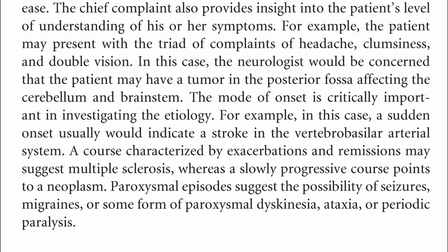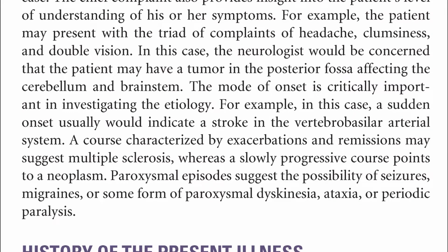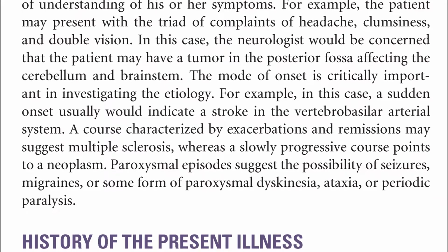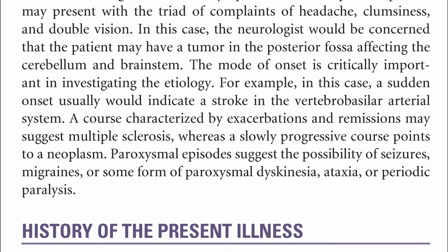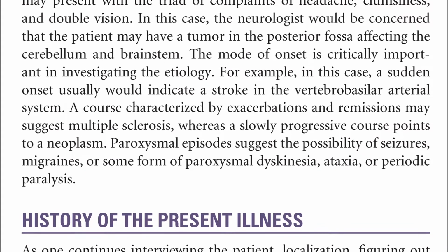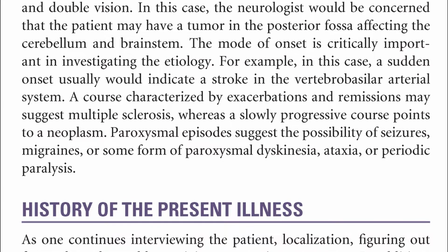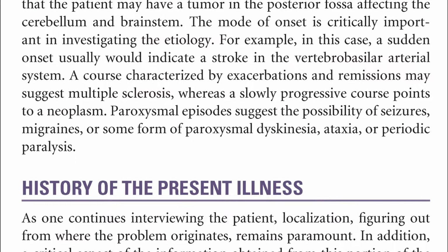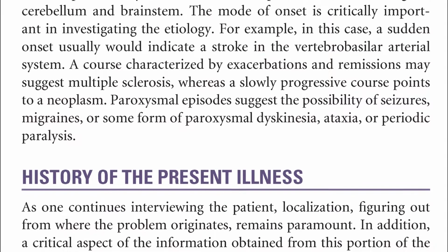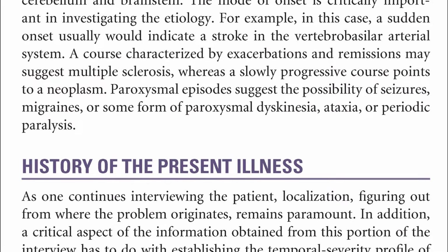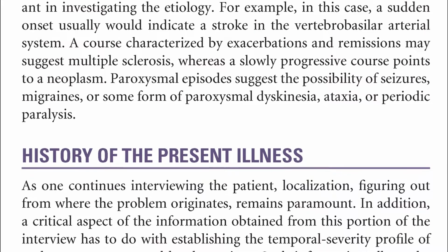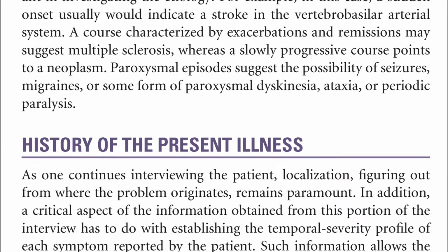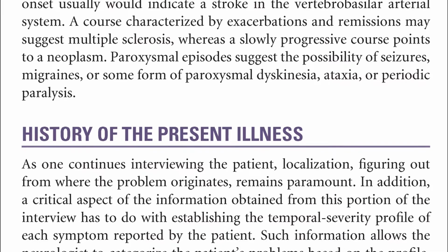For example, in this case, a sudden onset usually would indicate a stroke in the vertebrobasilar arterial system. A course characterized by exacerbations and remissions may suggest multiple sclerosis, whereas a slowly progressive course points to a neoplasm. Paroxysmal episodes suggest the possibility of seizures, migraines, or some form of paroxysmal dyskinesia, ataxia, or periodic paralysis.